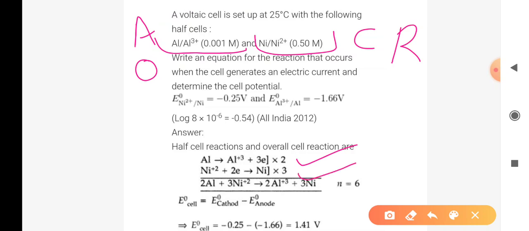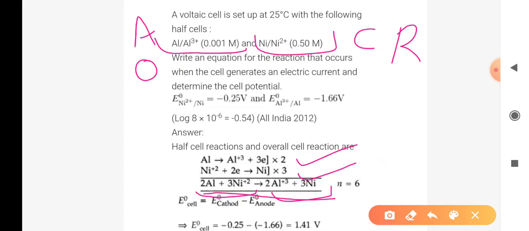Now we can combine these two equations and write, or first you can balance them. If we multiply one equation by 2 and the other equation by 3, we get this equation. Or you can first write aluminium plus Ni2 plus gives aluminium 3 plus plus Ni, and then you can balance it. This equation we have written. Now the first part is completed.